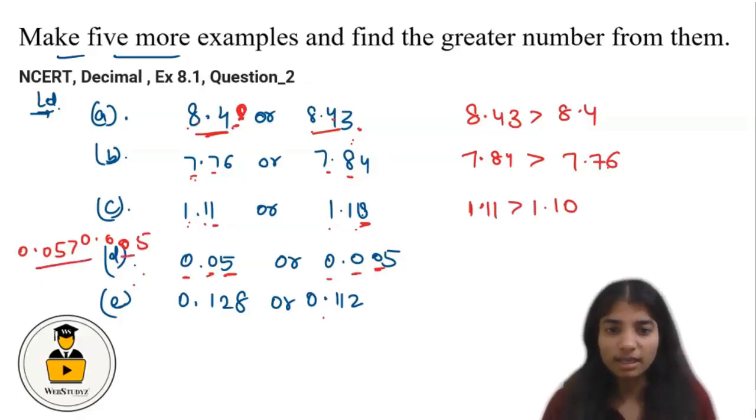Let's move to part E. In part E, it is 0 here and also 0 here. So both zeros are equal. Now after the decimal point, we have 1 here and also 1 here. 1 and 1 are equal. Now let's move to the next digit. It's 2 here, but here it is 1. We know that 2 is greater than 1. So from here we can say that 0.128 is greater than 0.112. So this is the answer to the last part.